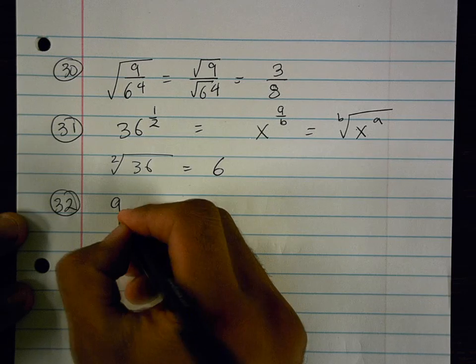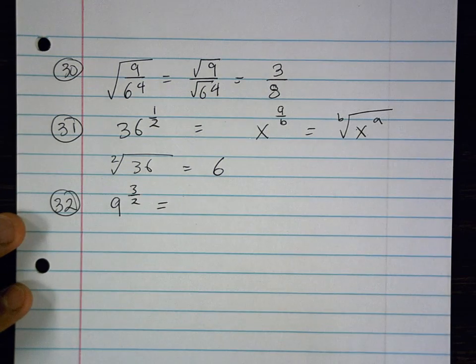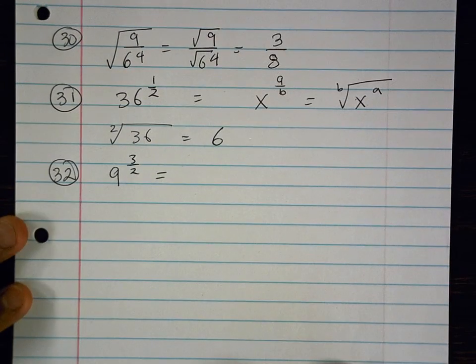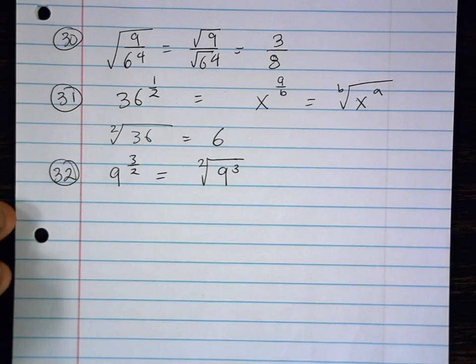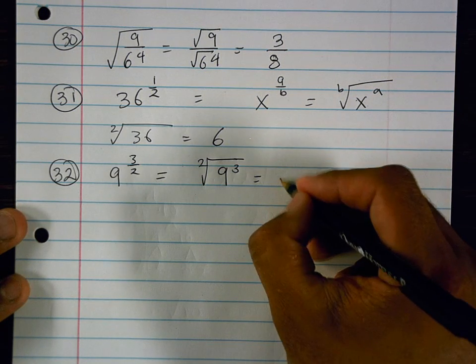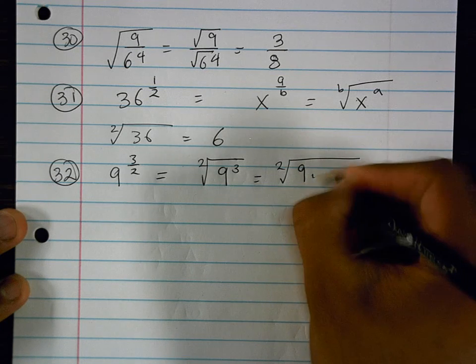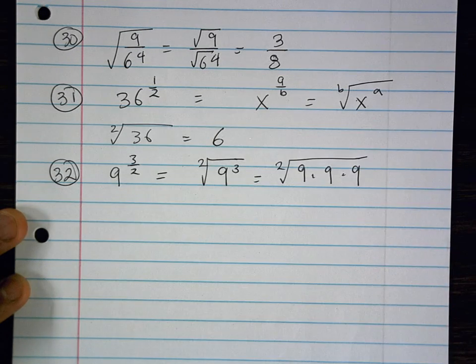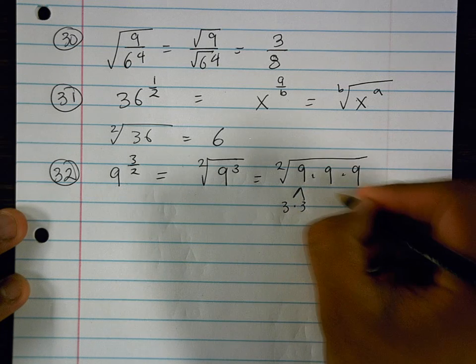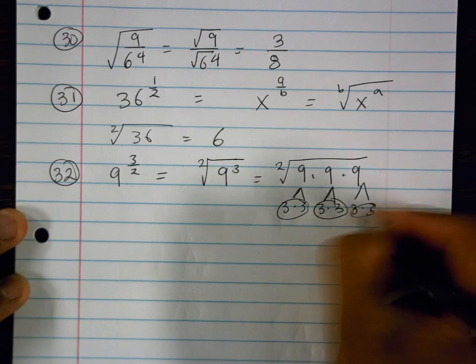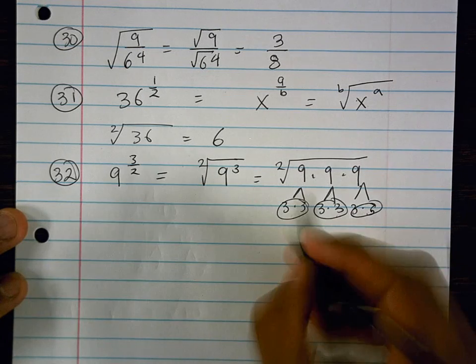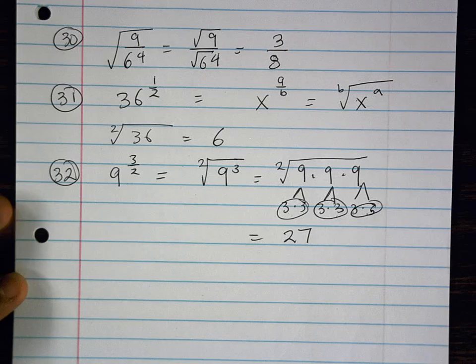32. 9 to the 3/2. This is the same rule we just used above, so this turns out to be the square root of 9 to the 3rd. Okay. Now you could multiply 9 out 3 times, but you could also rewrite this as 9 times 9 times 9. And so you can break all of these up. And you see a pair of 3's, a pair of 3's, and a pair of 3's. So 3 times 3 is 9 times 3, so this turns out to be just 27.